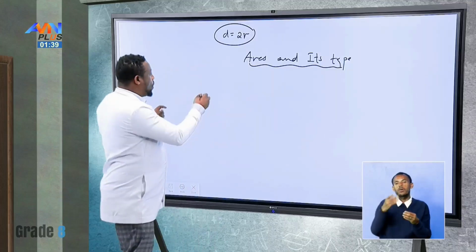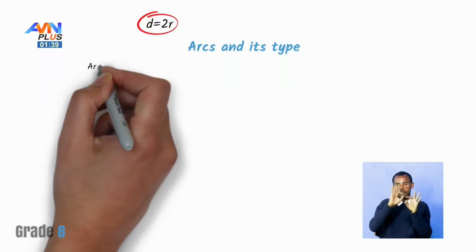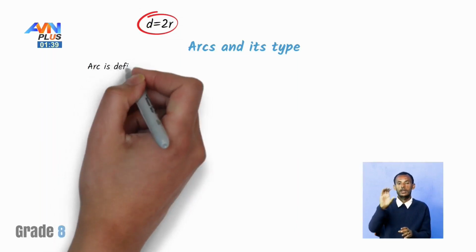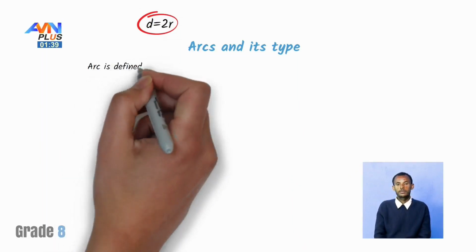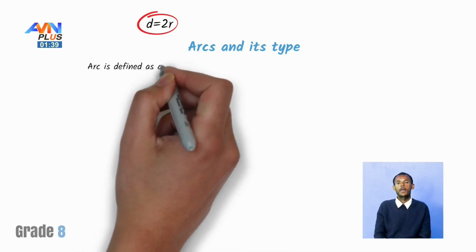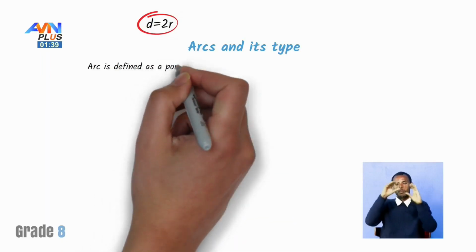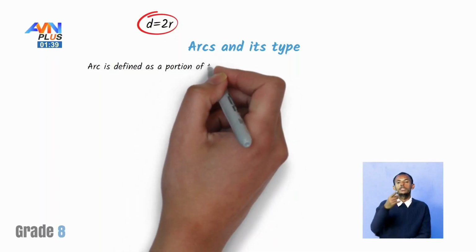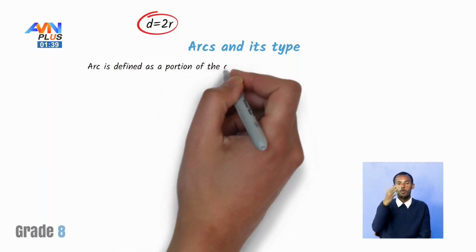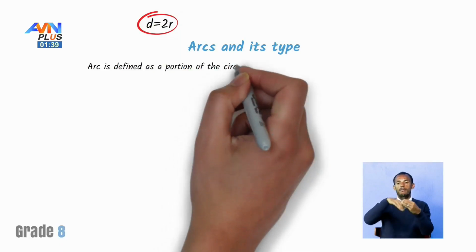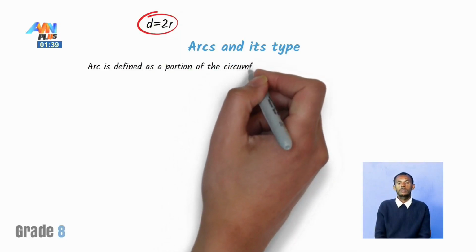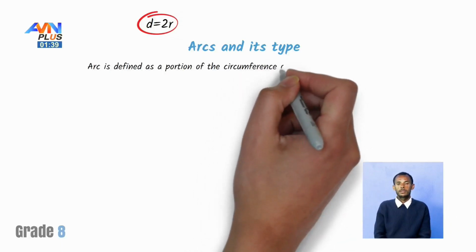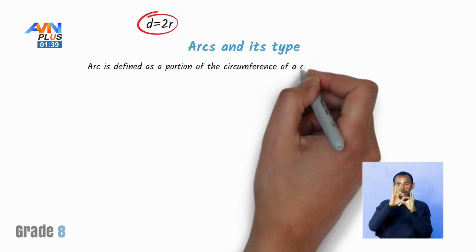Okay, so an arc is defined as a portion of the circumference of a circle.